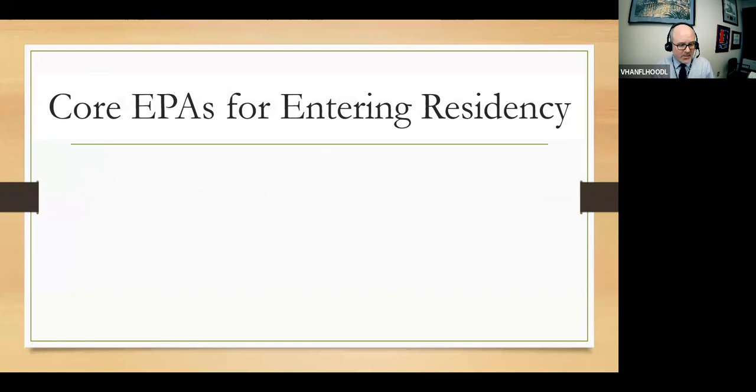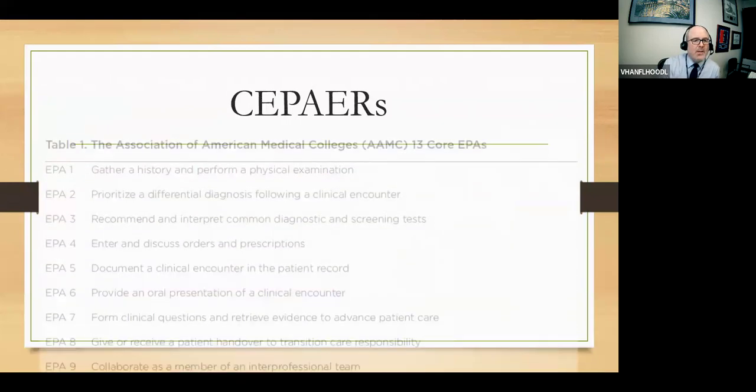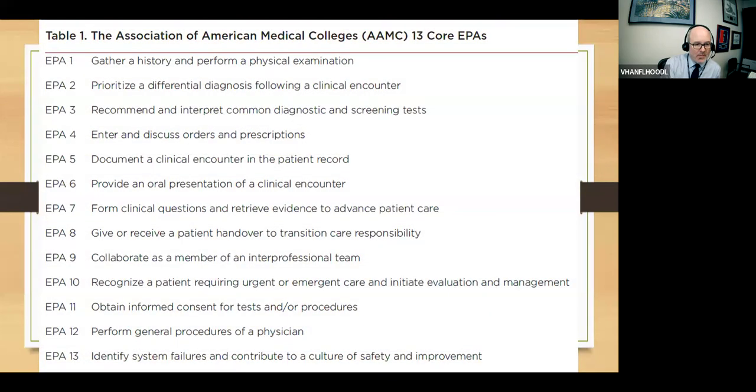Then let's take a look at these core EPAs for entering residency, or CEPRs, as some of us in the industry call them. Some of you may already be familiar with these, but working with fourth years, it's definitely something that I've taken a close look at quite a bit, including for the chapter that Sandy and I wrote. The first seven are really things that quickly lend themselves to, well, these are probably things they did in their third year clerkship, really almost regardless of specialty.